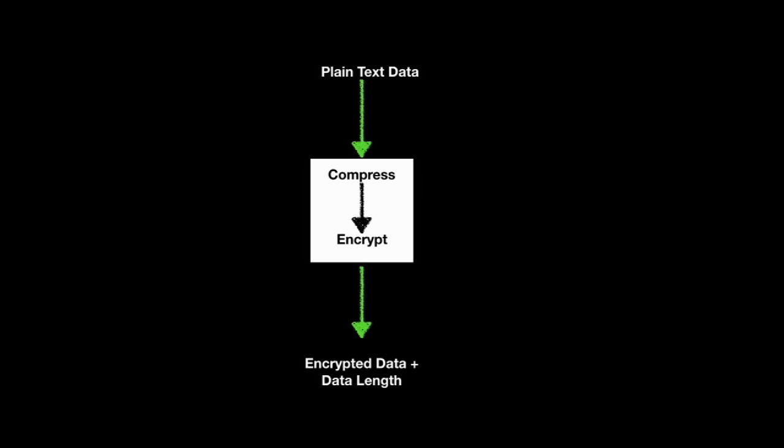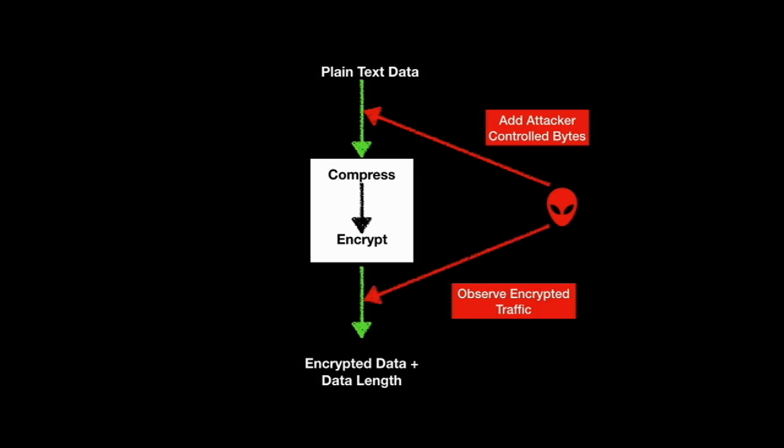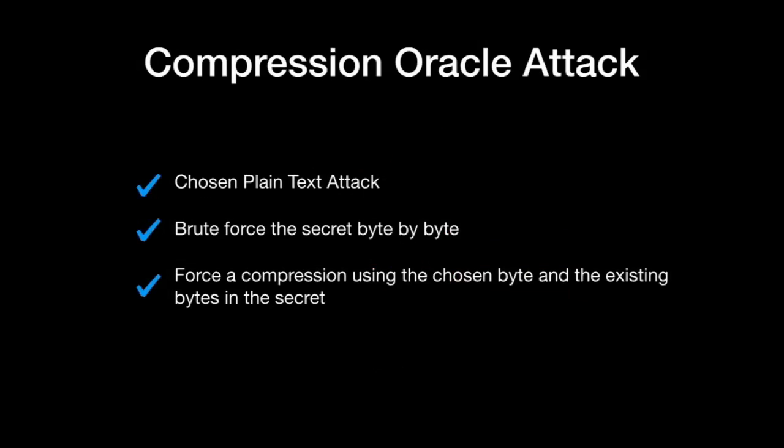Now, what happens if there is an attacker who can add his own set of bytes to the plain text data? He still cannot see the plain text data, but let's assume that he's able to inject some plain text data. And if he's able to also observe the traffic length, which means a normal MITM. So if these two conditions are met, then you can effectively have what is known as a compression oracle attack, right? I know it's still theoretical. I'm not talking anything about how this works in the real world.